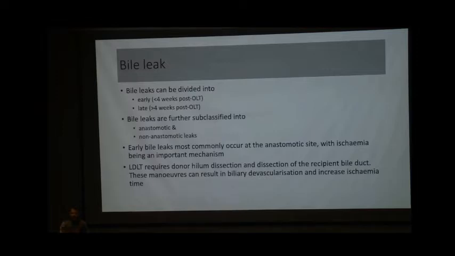Early bile leaks most commonly occur at the anastomotic site, with ischemia being the important mechanism. And whether there is a stricture or no stricture is debatable, but if you do an MRCP, you will definitely see a segment loss. You will find a small segment missing, which will be reported as a stricture. And finally, when you do an ERCP or PTBD, you will find that there is some resistance, which probably signifies an area of stenosis at the level of the anastomosis.